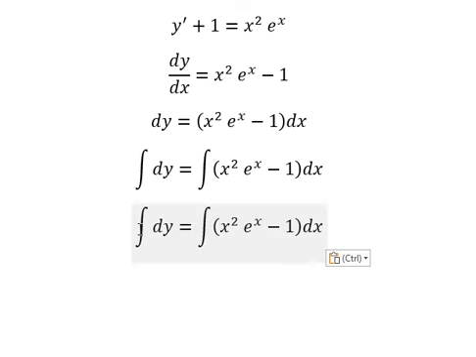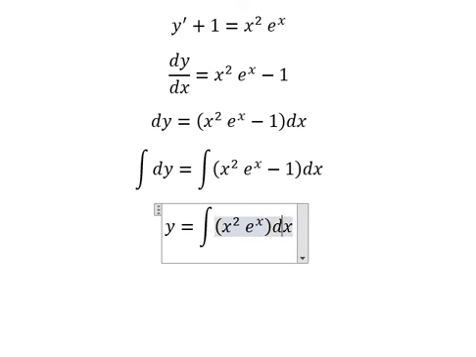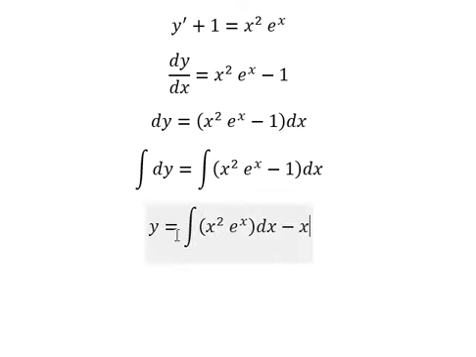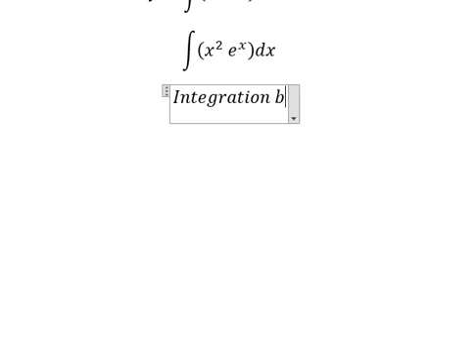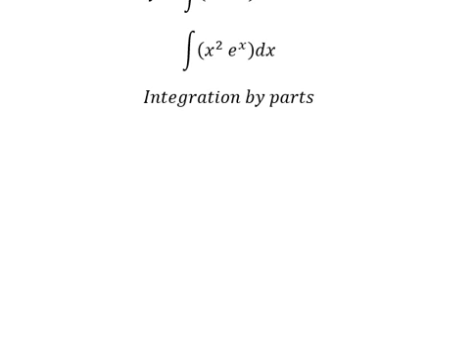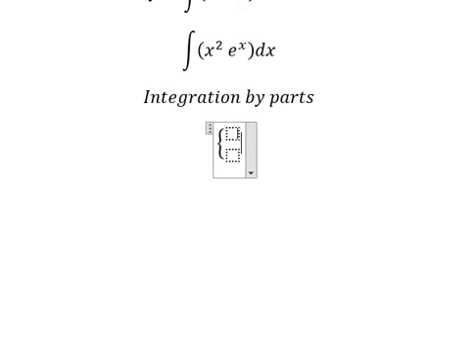The integration of this one we have y. The integration of number 1 we have negative x. Now we just consider this one. Next, we need to use integration by parts. So I will put u equals x squared.